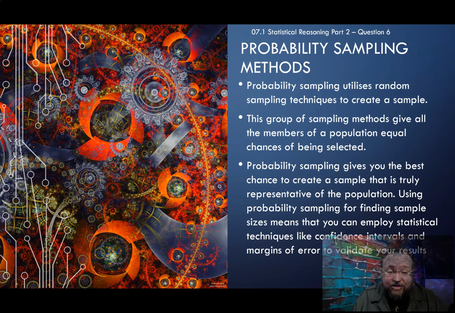So probability sampling gives you the best chance of creating a sample that is truly representative of the population. Using probability sampling for finding sample sizes means that you can employ statistical techniques like confidence intervals and margins of error to validate your result. So those are terms, again, that we're not going to go into in this course.